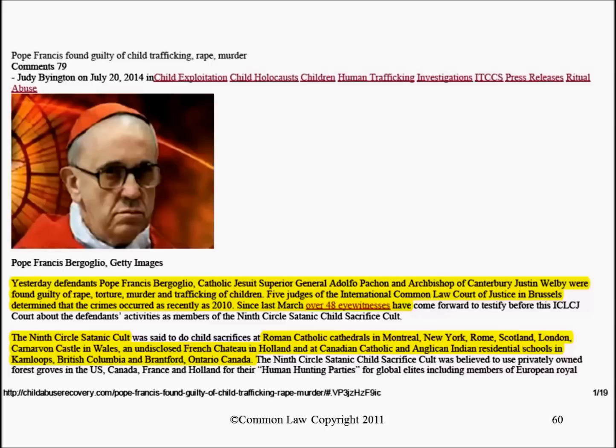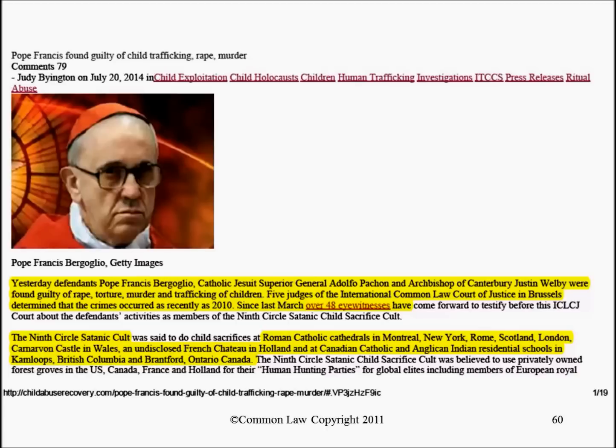Okay, so it's not just a couple people that have come forward and said this stuff. Come forward to testify before the International Common Law Court of Justice about the defendants' activities as members of the Ninth Circle Satanic Child Sacrifice Cult. The Ninth Circle Satanic Cult is said to do child sacrifices at Roman Catholic cathedrals in Montreal and New York, Rome, Scotland, London, Carnarvon Castle in Wales, an undisclosed French chateau in Holland, and at Canadian Catholic and Anglican Indian residential schools in Kamloops, British Columbia, and Brantford, Ontario.